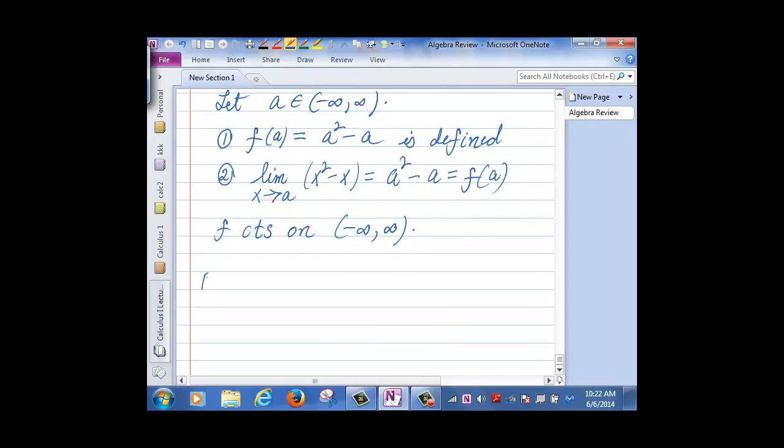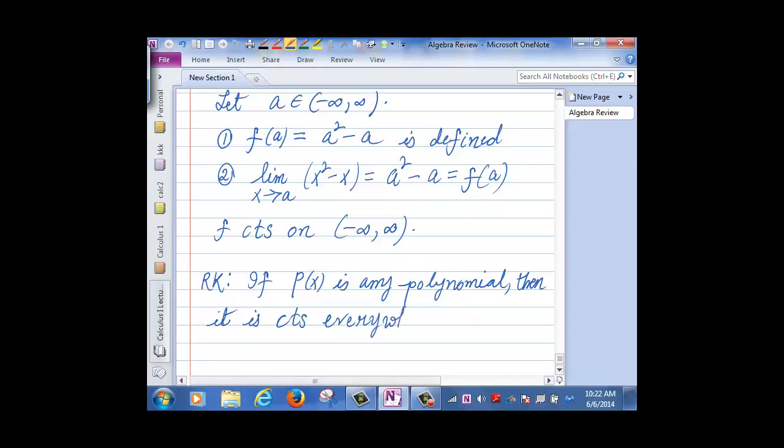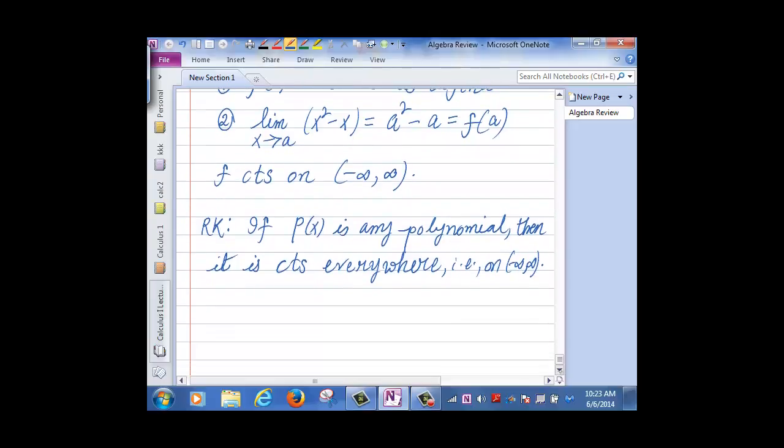So here's the remark. If p of x is any polynomial, then it is continuous everywhere, i.e. on negative infinity to positive infinity. Okay?